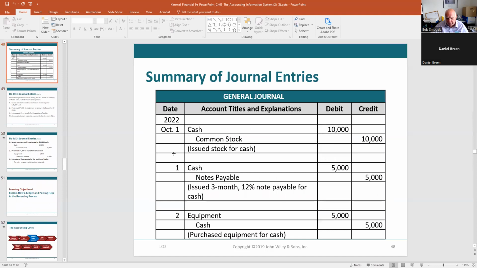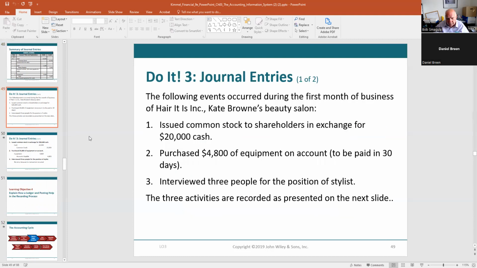Let me point out something I forgot. You notice, Daniel, that the credit is indented. That's very important. You always indent a little bit for the items that are credits. That's the way auditors expect to see it, and it shows you know what you're doing if you do that.